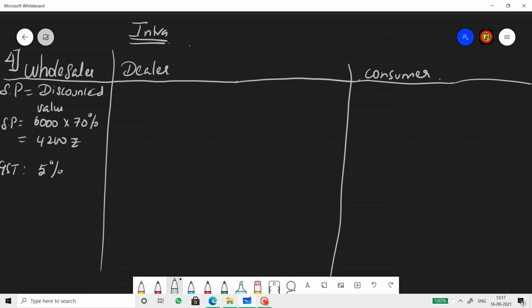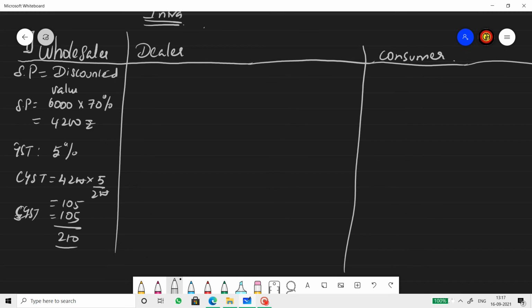Now, CGST here would be 4,200 selling price into 5 by 2 by 100. So it is 5 by 200. Two zeros get cancelled. Calculation is easy here. You get 105. SGST will also be the same figure, so that will also work out to 105. So the total tax paid by the dealer to the wholesaler is 210.